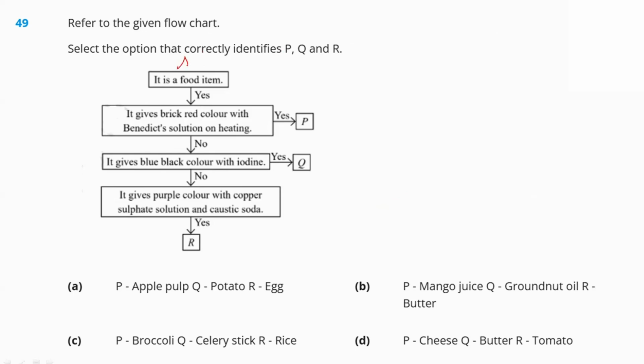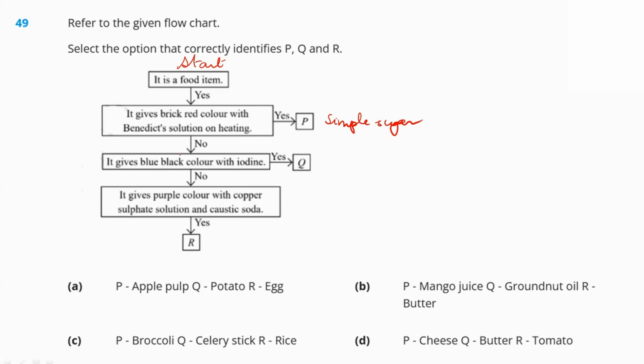So we have to start from the topmost point in order to figure out P, Q and R. So it is a food item. Yes, it gives brick red color with Benedict solution on heating, which is P. So simple sugars like glucose, fructose, maltose will give us an orange or brick red color with Benedict solution.